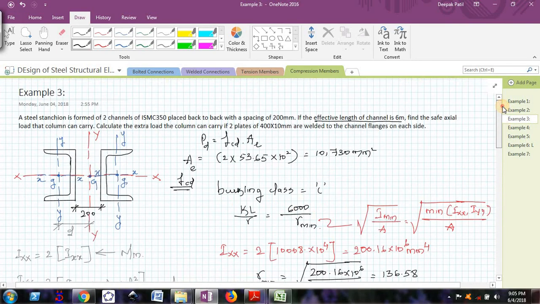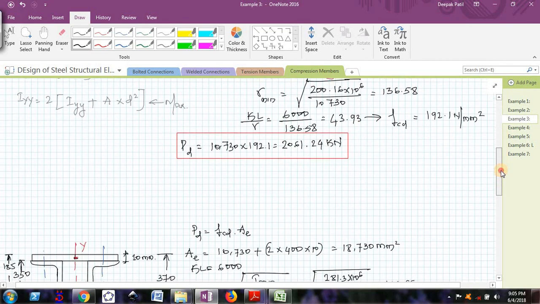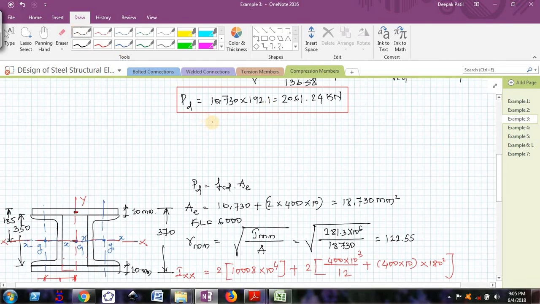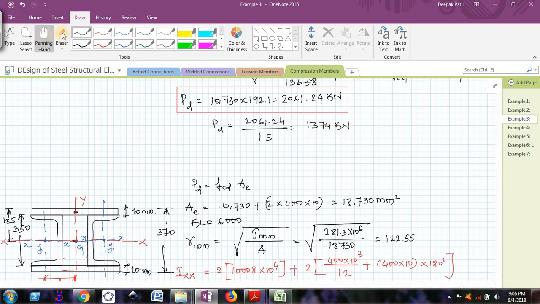Also here they had asked for the safe load, okay. In the first case, that is the safe load. Safe load is very easy to calculate. It is nothing but 2061.24 divided by 1.5, which is 1374.16. You can say 1374 kilonewtons. This is the safe load.